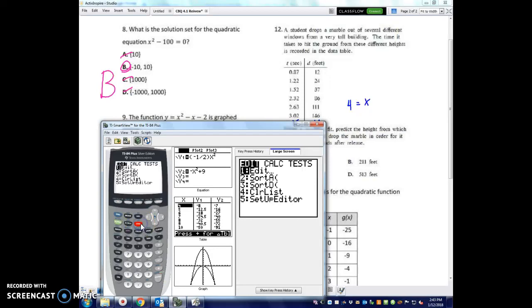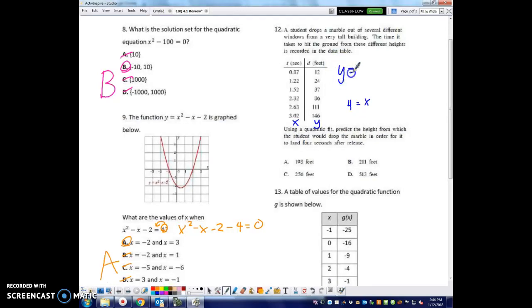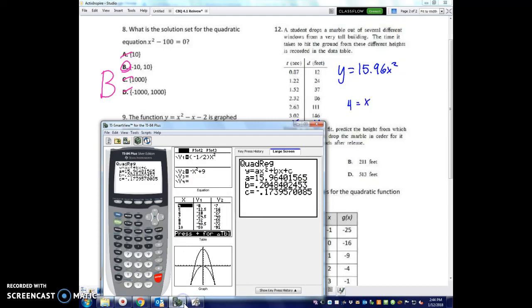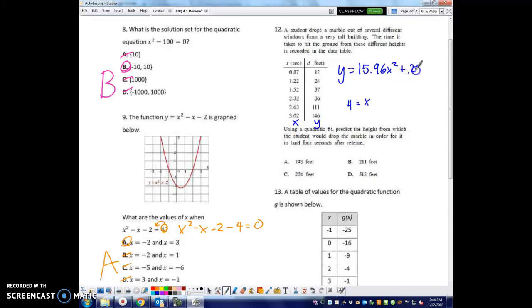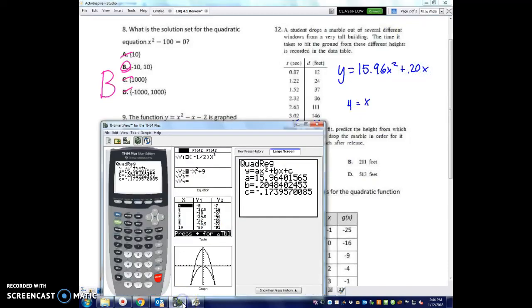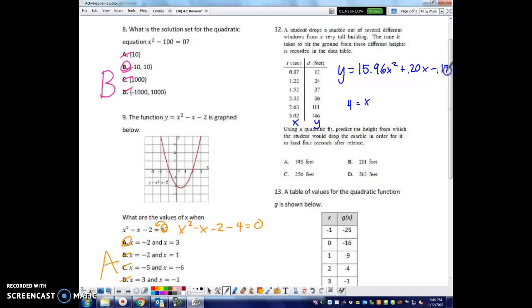So now we do stat, over to calc. We want the quadratic regression, so 5. So this is going to be y equals 15.96x squared, then we have 0.20x, and then minus 0.17. Now remember, they want 4 seconds. Seconds is x. So instead of x here, we're going to put 4.